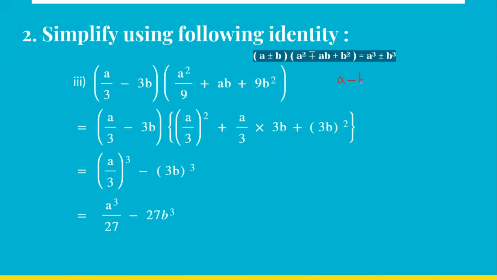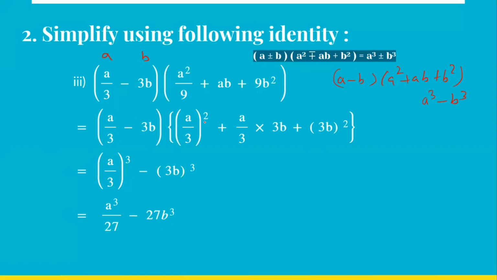The identity is a minus b multiplied by a square plus ab plus b square is the expansion of a cube minus b cube, right? So check whether it is the expansion of this one, a cube minus b cube, where your a is a upon 3 and your b is 3b.